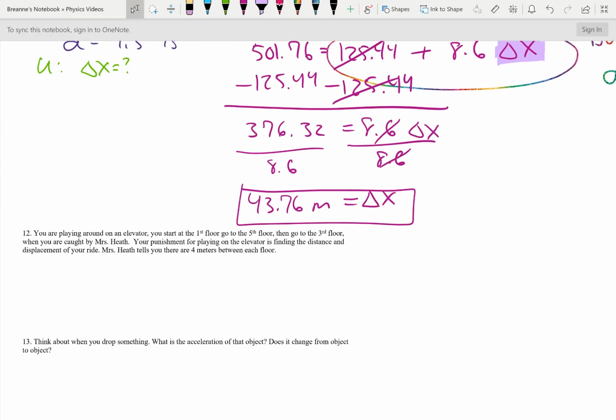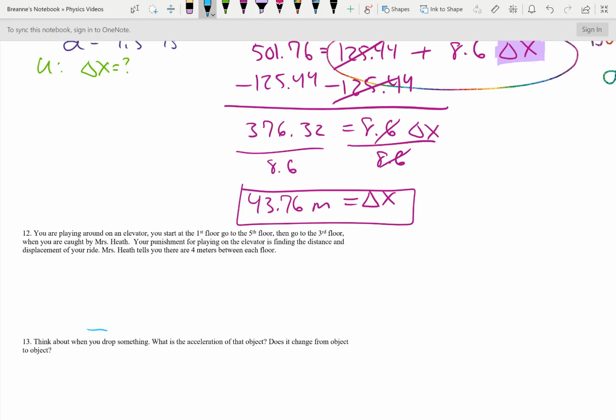So you're playing around the elevator. You start on the first floor, go to the 5th floor. Then you go to the 3rd floor when you're caught by Miss Heath. Your punishment for playing on the elevator is to find the distance and displacement of your ride. Miss Heath tells you there are 4 meters between each floor.